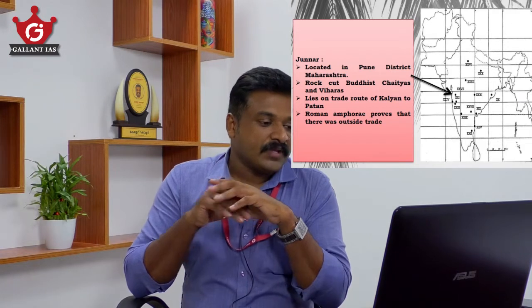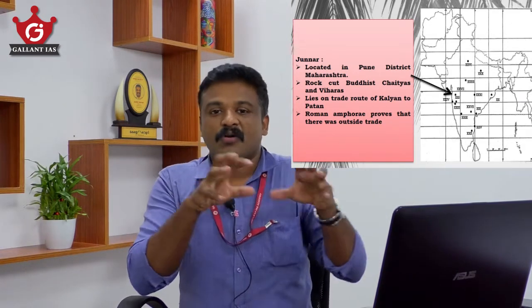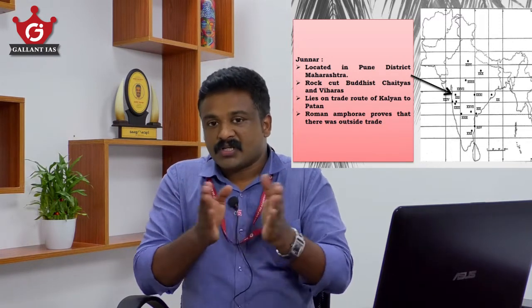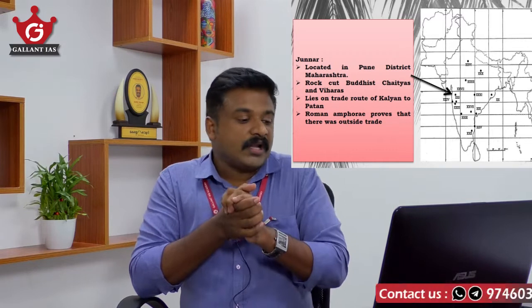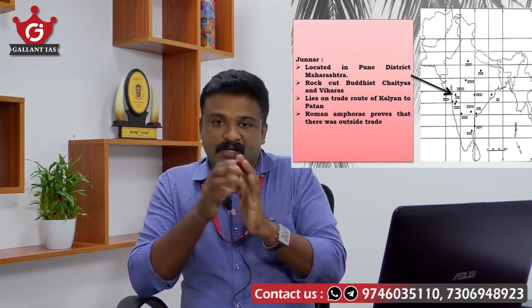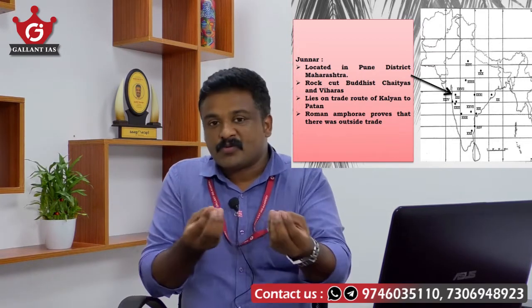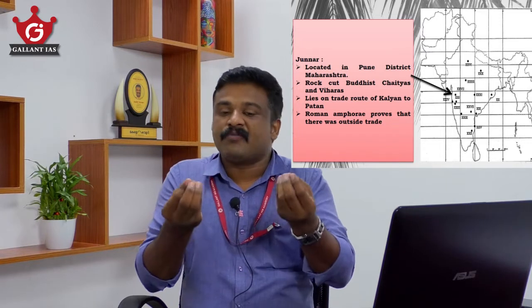So this is a site in Pune district, Maharashtra, and it is known for rock-cut chaityas and viharas, Buddhist chaityas and viharas. Chaityas, viharas, you know that they are prayer halls and residential halls. Also, it lies on the trade route of Kalyan to Paithan. So sometimes history is related to culture, is related to geography. That way they may make the pairs and they will ask you.